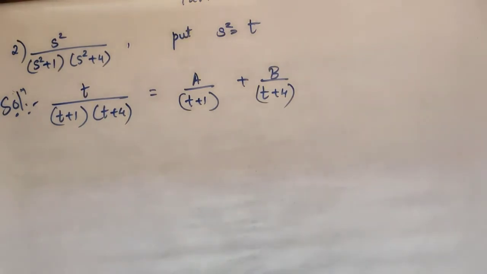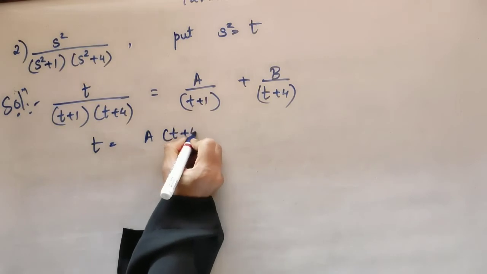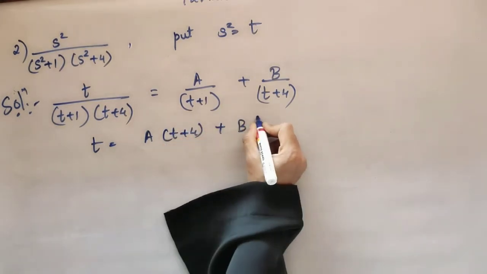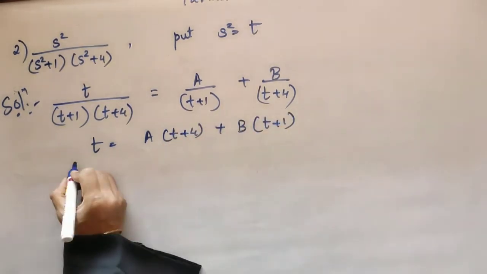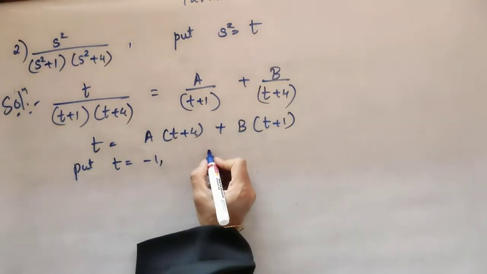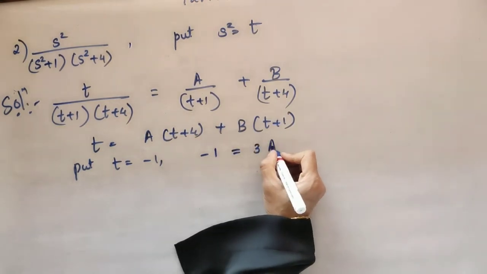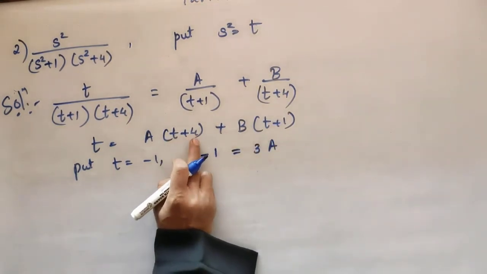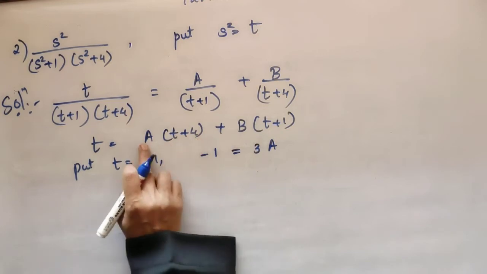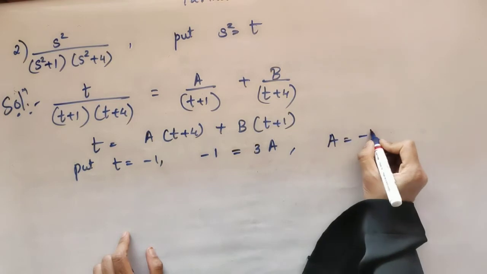Okay, resolve them. So t equals a(t + 4) plus b(t + 1). Now put t equals −1. So it will be −1 equal to 3a, because −1 plus 4 is 3. 3 times a is equal to −1. So a equals −1 by 3.